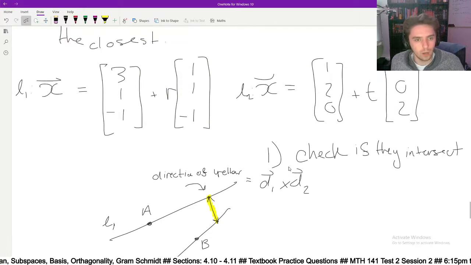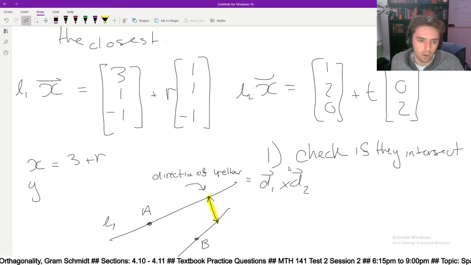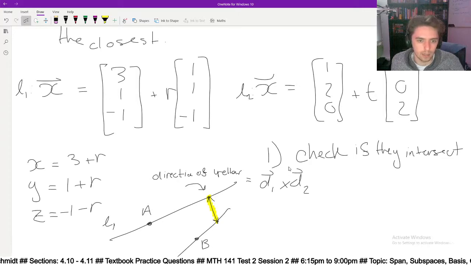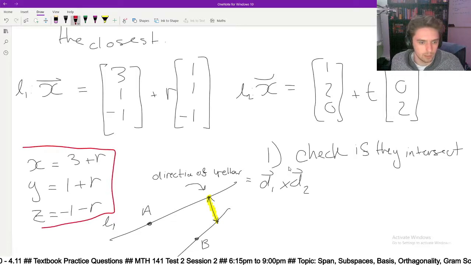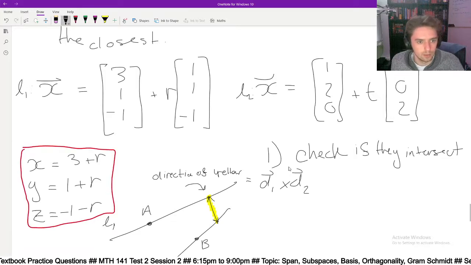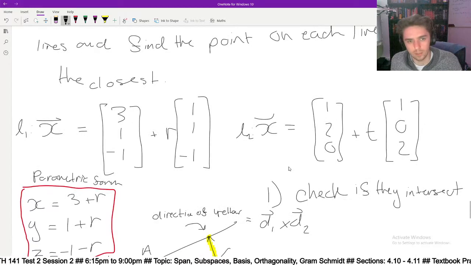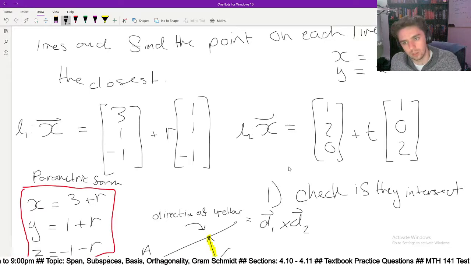Any point on L1 can be represented as this: x is equal to 3 plus r, y is equal to 1 plus r, z is equal to negative 1 minus r, just from the vector formula. This is the parametric form. Same thing for this one, I can do that over here. So x equals 1 plus t, y equals 2, and z equals 2t.